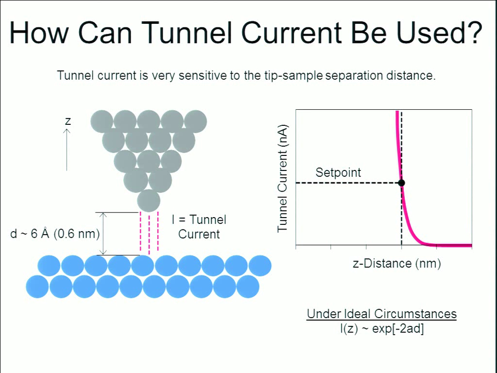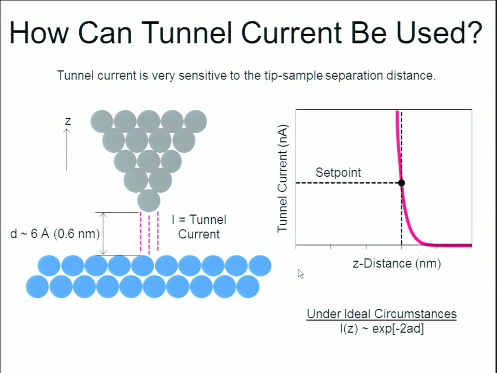So how can tunneling current be used? How can we use this phenomenon in a scanning tunneling microscope? Well, here we see these gray atoms represent the bottom of our scanning tunneling tip, and then in blue we have our sample below, and the red dots represent the tunneling current between the two.